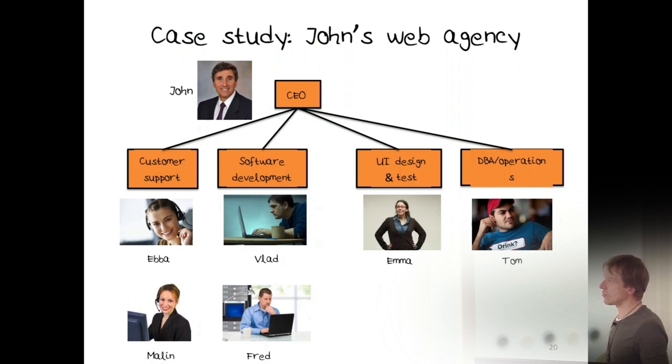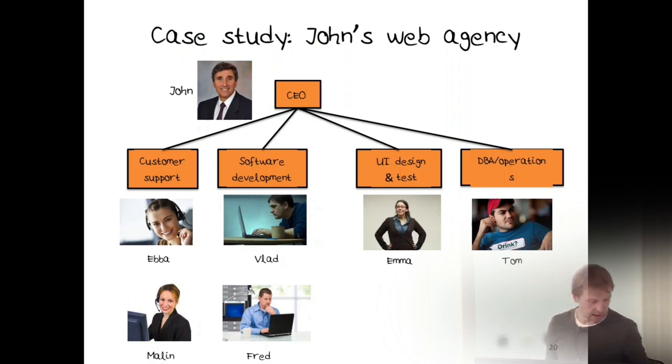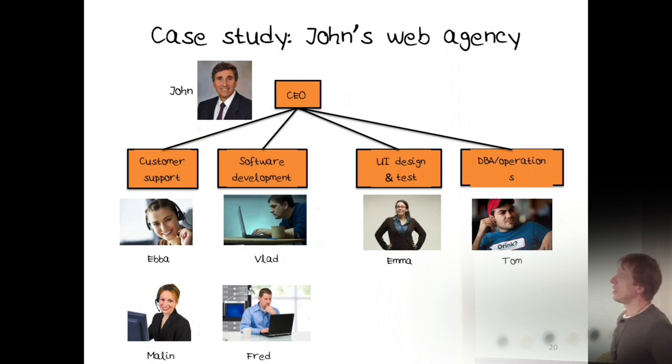So, let's see what time it is. So this is John's web agency. So you see John up there, with really white teeth, and a suit, and so he started a web agency, and John likes money, right? That's why he started his agency, and he has 6 people employed, 2 in customer support, and I'm using these genders to just show you how messed up it is out there.